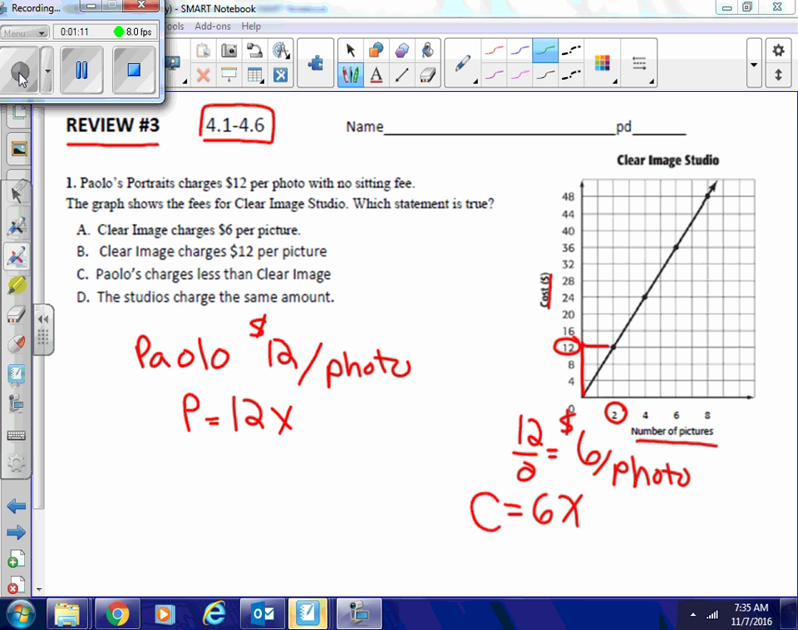So let's see. Clear Image charges $6 per photo. Well, that's the answer. But let's go double check the others to make sure. Clear Image charges $12 per photo. No, they wanted you to look at the 12 and be tempted, but no, it's 12 over 2, which is 6. C, Paolo's charges less than Clear Image. No, he charges twice as much. And D, the studios charge the same amount, and they don't.